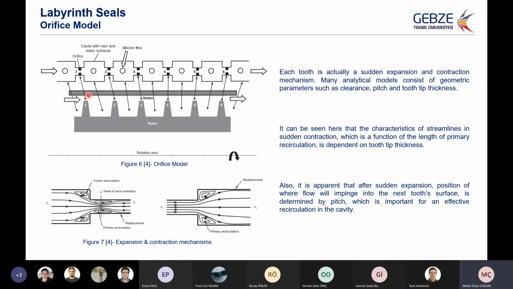So clearance is obvious, and the pitch matters because when the sudden expansion mechanism happens, where the flow will impinge on the next tooth depends on the pitch between those two teeth. So those are all important parameters, and we see those parameters in analytical models.